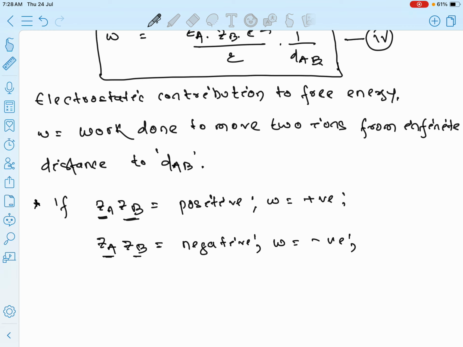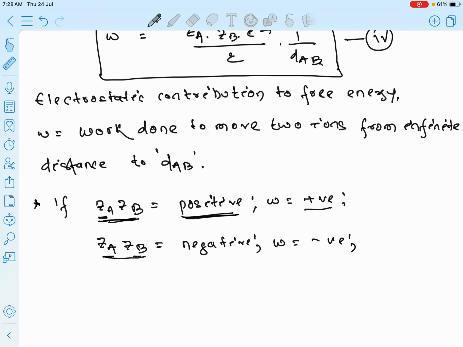That means whenever two similar charges are allowed, or we are trying to bring two ions having the same charges, then the W is positive. And in chemistry, anything which is positive, energy in terms of positive, that means we need to supply energy to the system. That means to bring two ions of the same charges, we need to supply a large amount of energy.